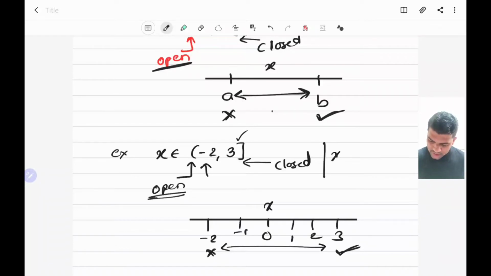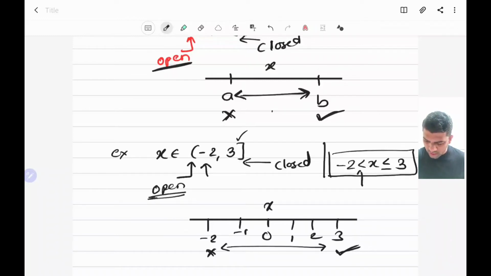There is one more way of presenting it. The same semi-open interval we can represent in this way: -2 < x ≤ 3. Try to understand this presentation. Here I neglected the equality on the -2 side, but I considered the equality on the 3 side, and all the in-between values are allowed for this x.